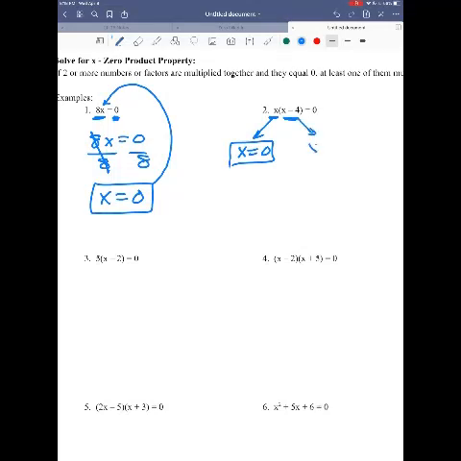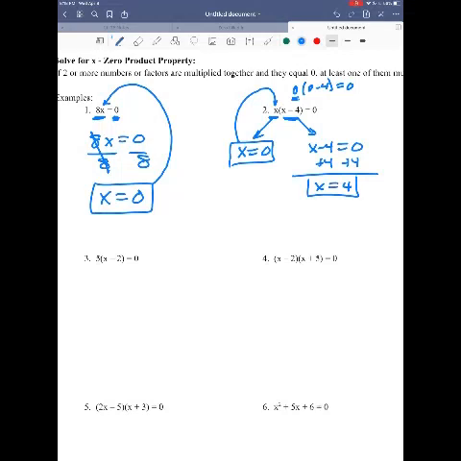For the other factor, I would take x minus 4 and set that equal to 0. Now I would simply solve that for x by adding 4 to both sides. And I would get x equals positive 4. So this problem had two solutions. And you can always check your answers on these. Take the value you got for x and plug it in. That would be 0 times 0 minus 4. And of course, if one of the factors is 0, then that product will be 0.